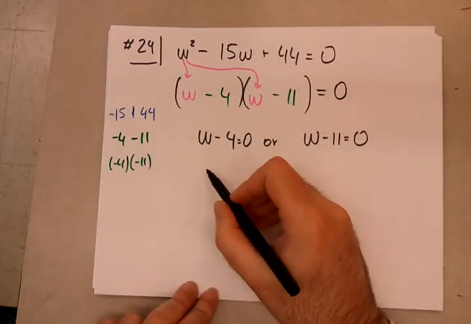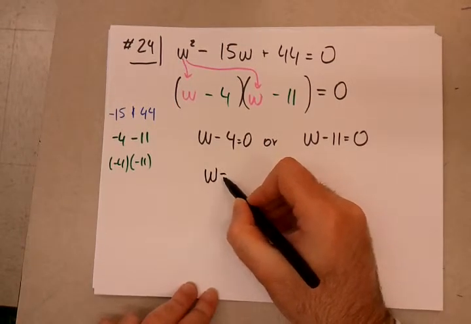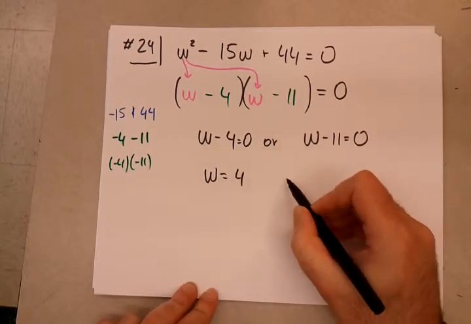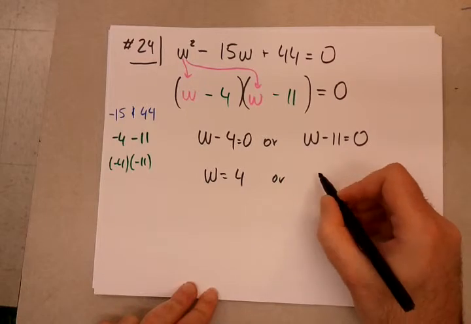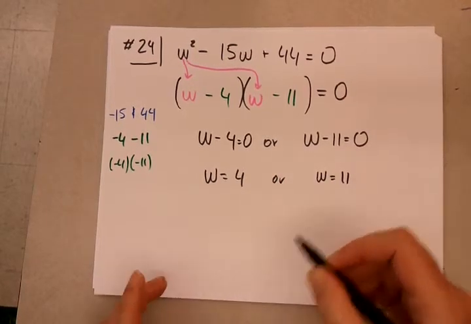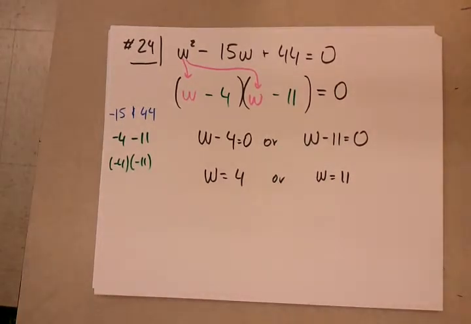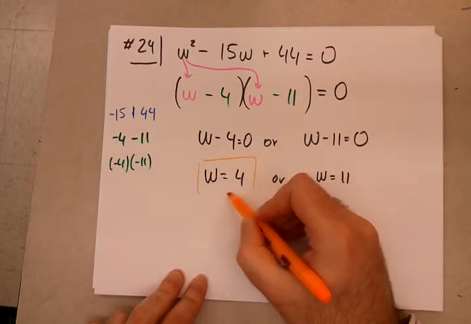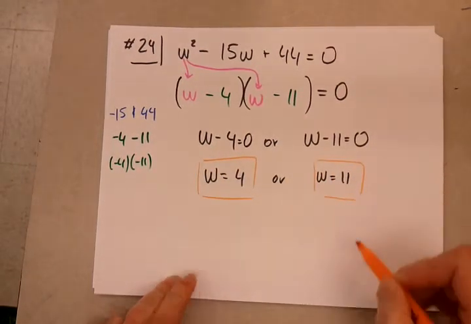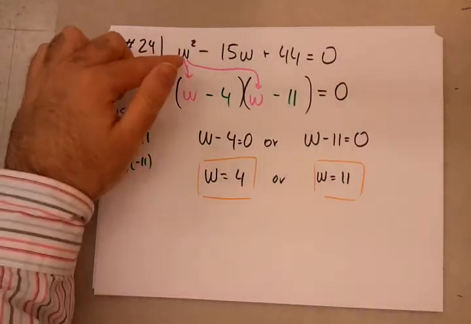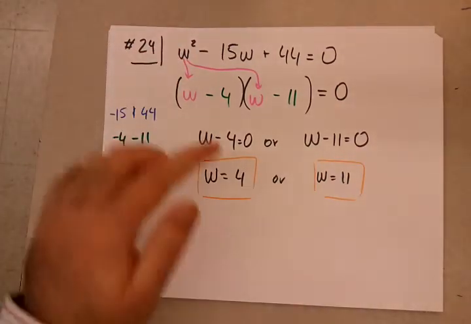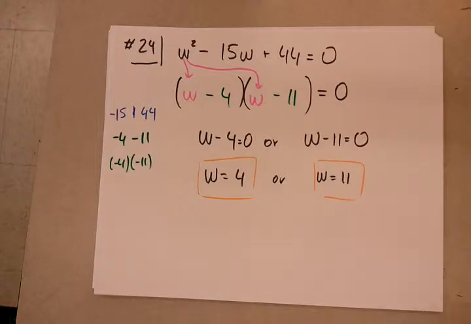In the first case, if you add 4 to both sides, w equals 4. In the second case, if you add 11 to both sides, w equals 11. So those are your two solutions that will make the statement true. If you plug in either a 4 or an 11 for the w, it'll make the entire expression equal to 0. I'm not going to check my work, but you're more than welcome to. It should come out to the right answer.